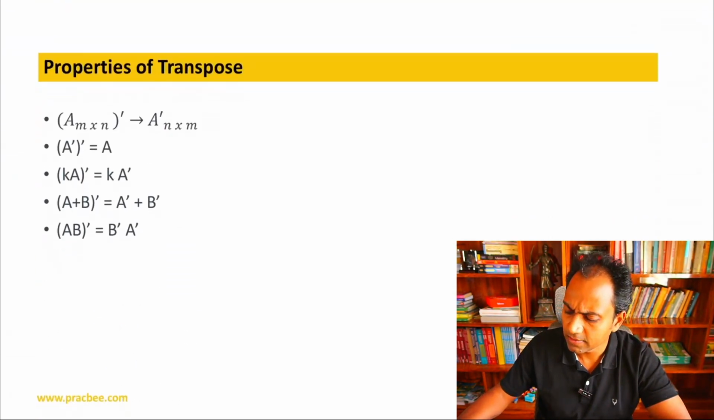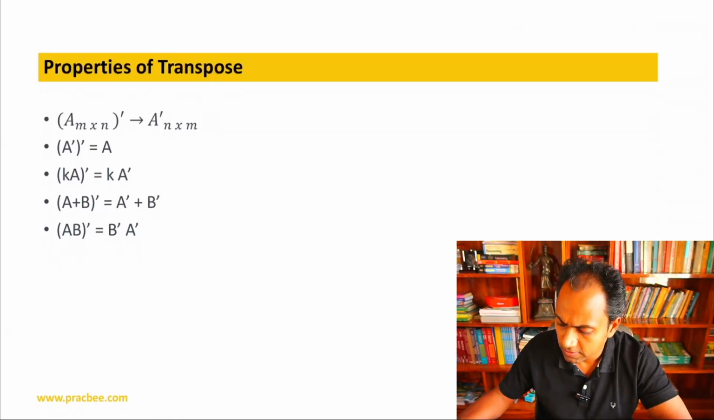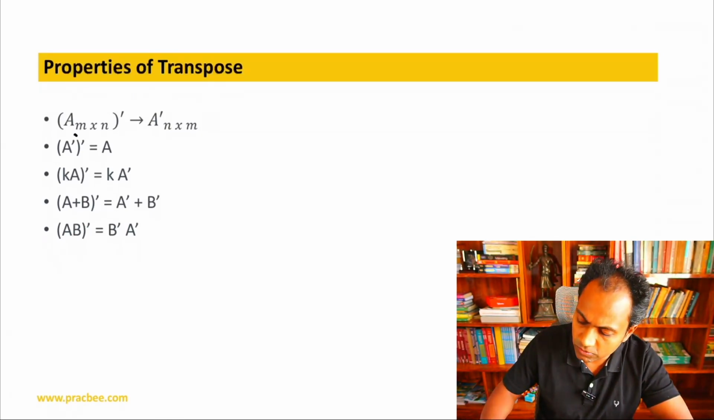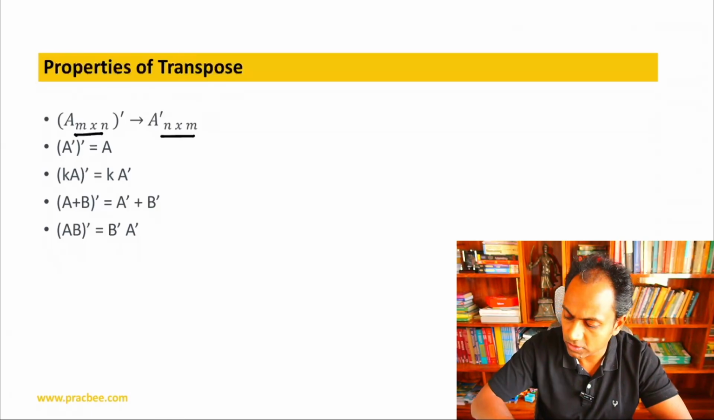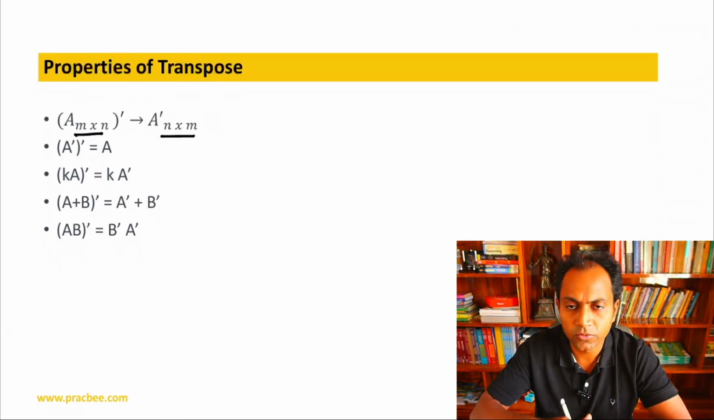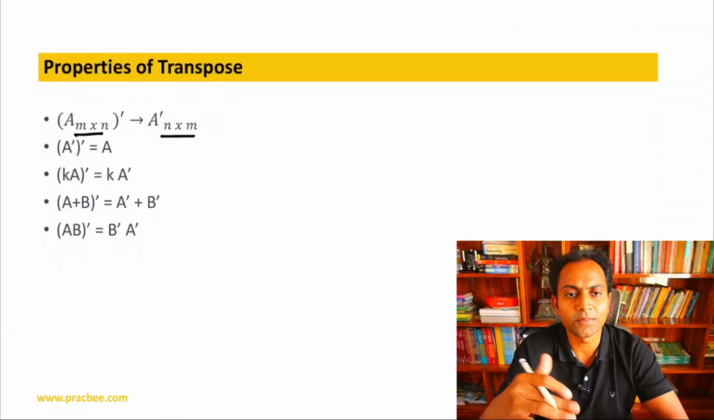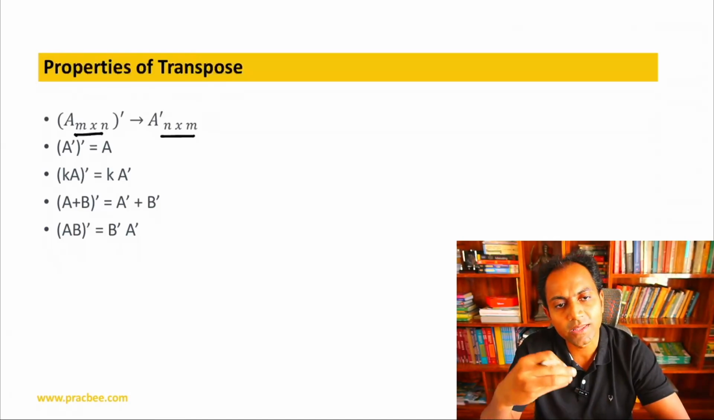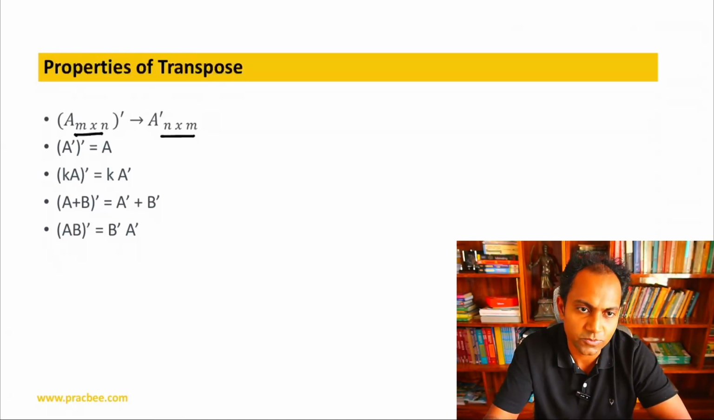Once we have done that, let us look into the properties. You can see that once we take the transpose, the order will also change from m cross n to n cross m. That is the first thing. If you take the transpose an even number of times, you will get the same matrix. If you take it an odd number of times, you will get the transpose of the matrix.